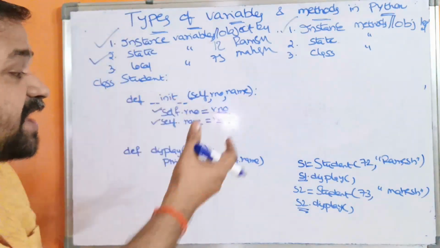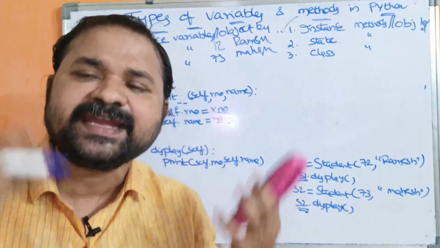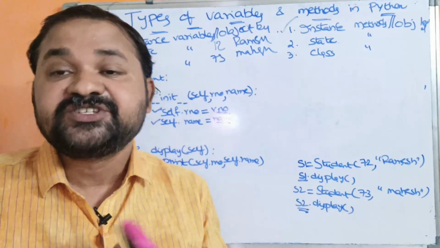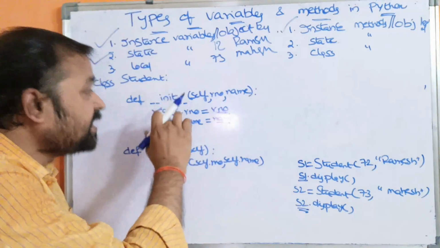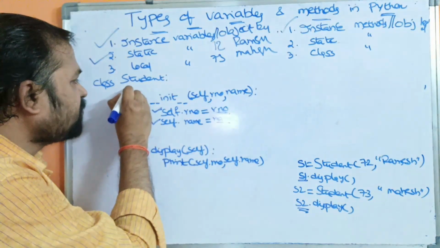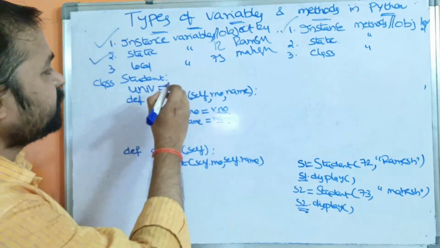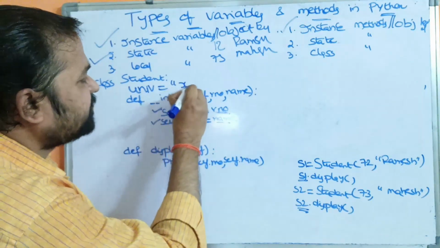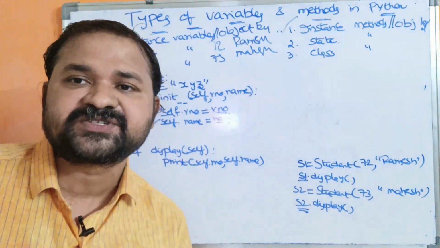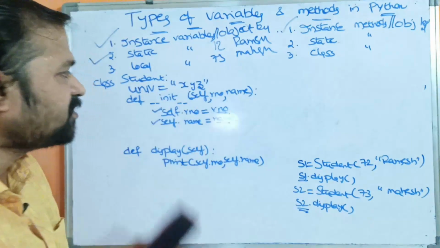Okay. So where we have to declare the static variable. Static variables are also declared inside a class only, but outside constructor and methods. Generally, static variables are declared on top of the constructor and methods. Here, let name of the static variable is university, UNIV is equal to XYZ. So now all the objects of the class can access university. So UNIV is equal to XYZ.